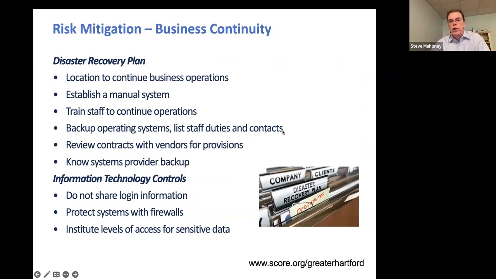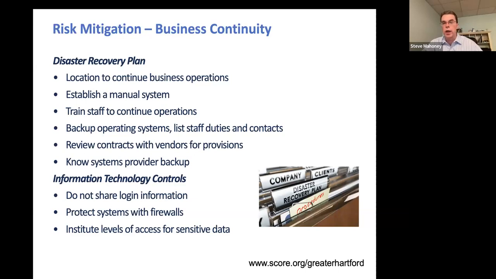In terms of business continuity, a lot of times you'll hear the phrase a disaster recovery plan. So this is in the event of, depending upon if it's a physical location or a system issue, you're going to want to think about, if something were to go wrong, what would I do to keep my business running?